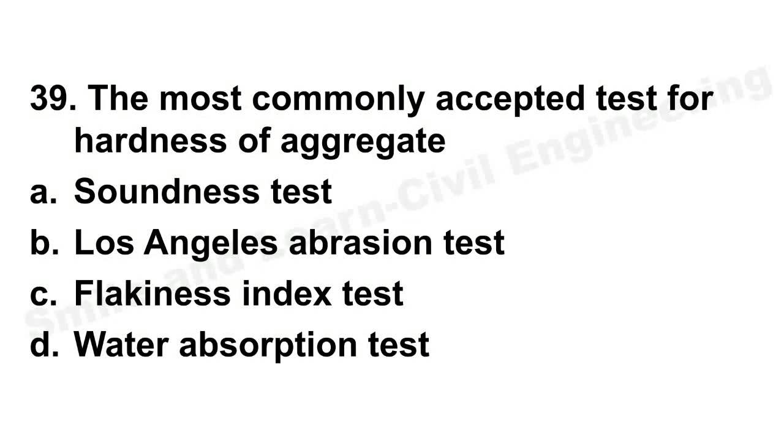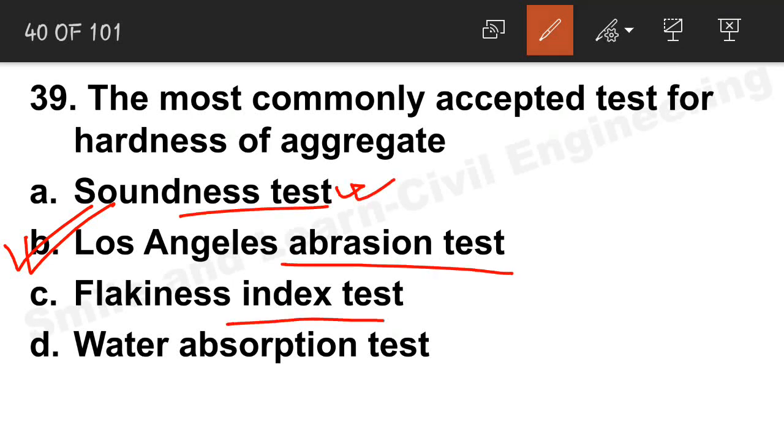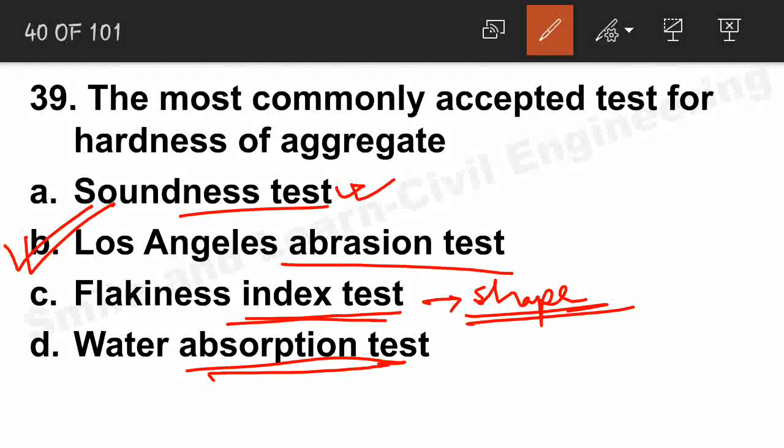Next question, most commonly accepted test for hardness of aggregate. So most commonly accepted test is Los Angeles abrasion test. Soundness is for the soundness test, we all know. Flakiness index is for the shape of aggregate. We test the shape of aggregate, flakiness and elongation, 3/5 of mean dimension, least lateral dimension, and water absorption test is for percentage of water absorption of aggregates.